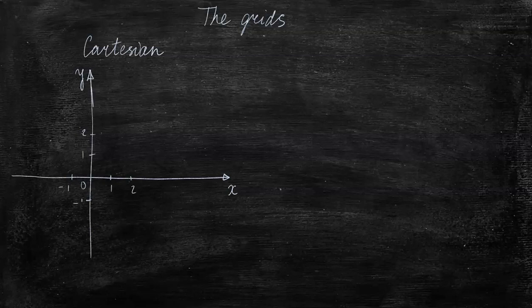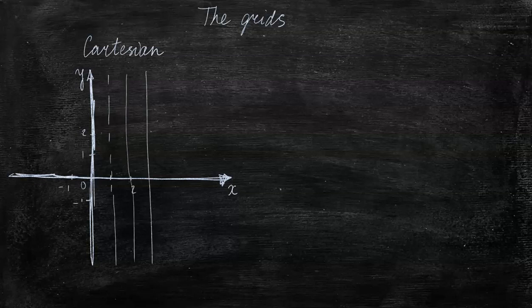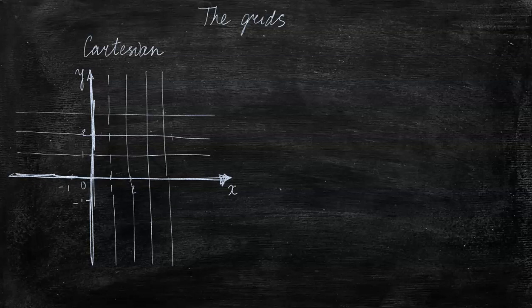So let me highlight the axis. So the axis will be in bold, and then the grid will be something like this, right? So we're going to have a line here, a line here, a line here. We're going to have a line here. So again, I'm not going to draw the full grid, but this is what a grid in the Cartesian coordinate system looks like. And the question is, what would a grid in a polar coordinate system look like?